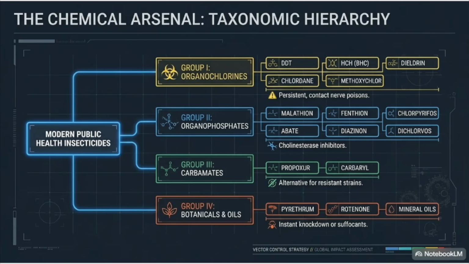These work as cholinesterase inhibitors. Group 3 is carbamates, which includes propoxur and carbaryl, and these serve as an alternative for resistant strains. Group 4 is botanicals and oils, which includes pyrethrum, rotenone, and mineral oils, providing instant knockdown or acting as suffocants.